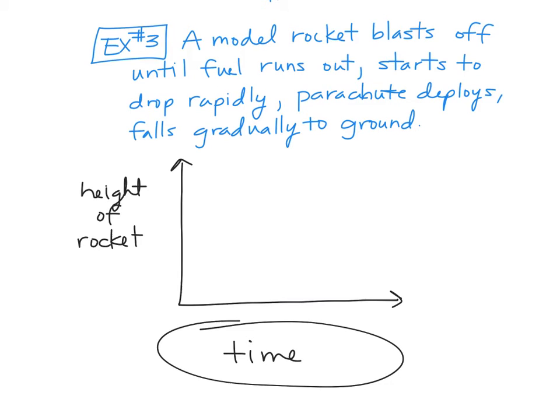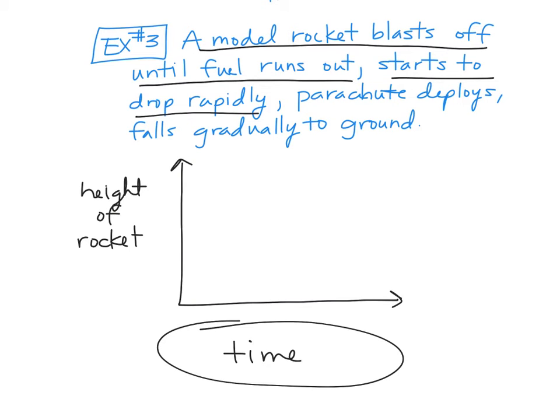Okay, so what I want you to do is just think about, break that down. It blasts off until fuel runs out. What's that going to look like? Starts to drop rapidly. Where does the parachute deploy? And then how do you show it falling gradually to the ground? So you should have kind of four distinct things that you could write something about. See if you can lay that out and then we'll lay it out together.